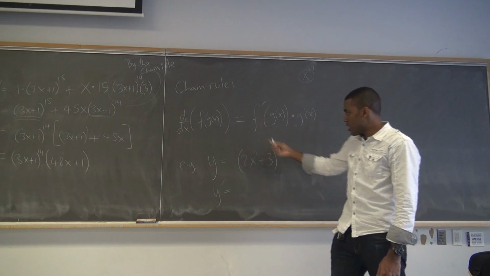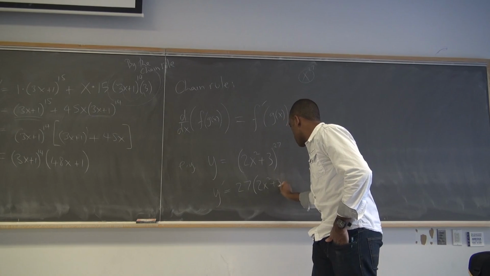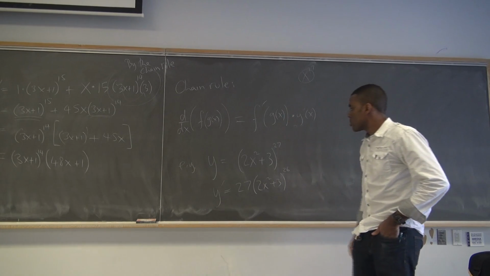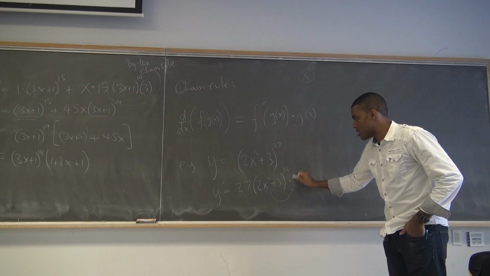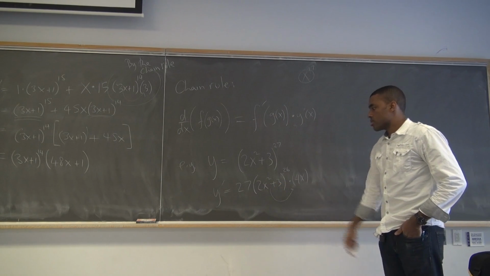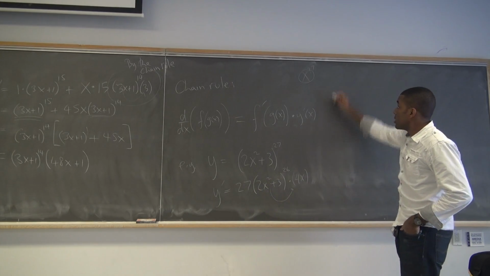Bring the 27 down. You apply the power rule. So it's 27, 2x squared plus 3 to the 26, times, now you differentiate 4x. Here it is, 4x, correct. And you can simplify that if you want, 4 times 27, and so on.